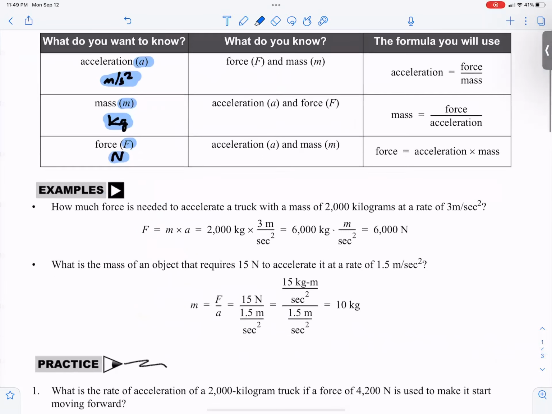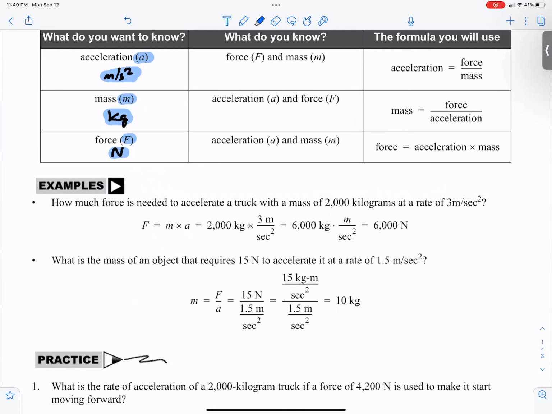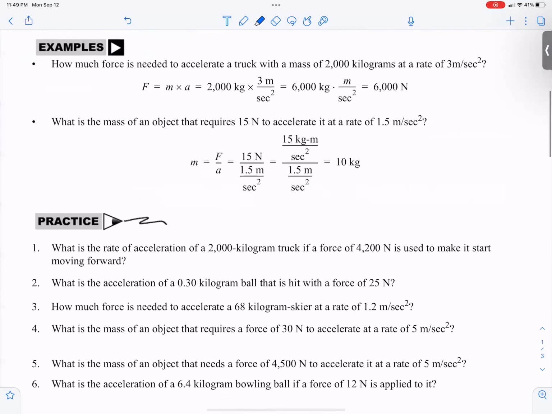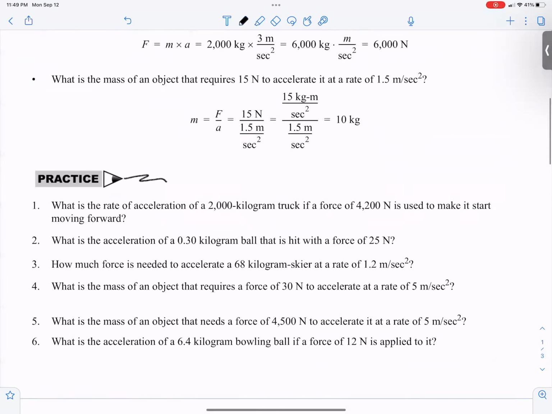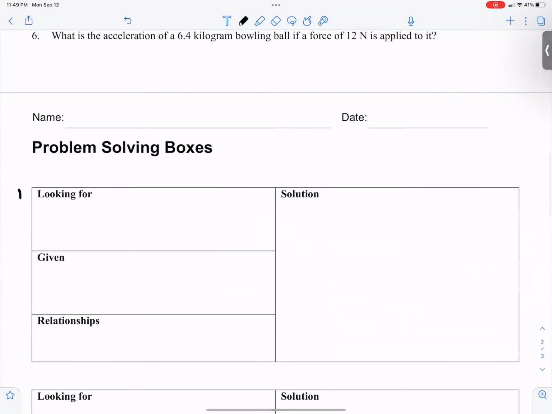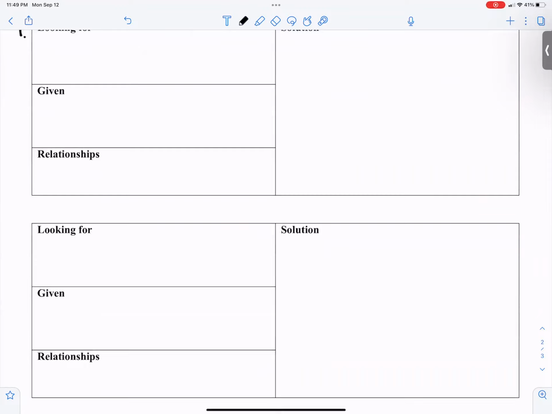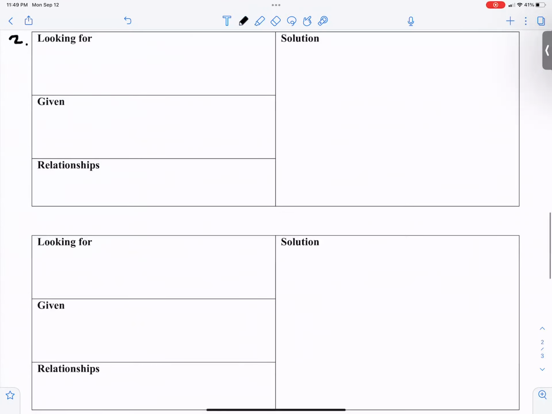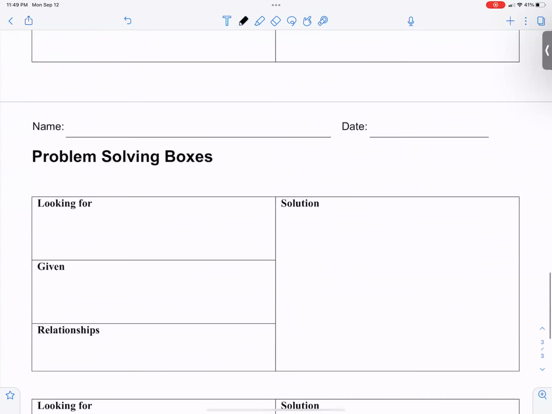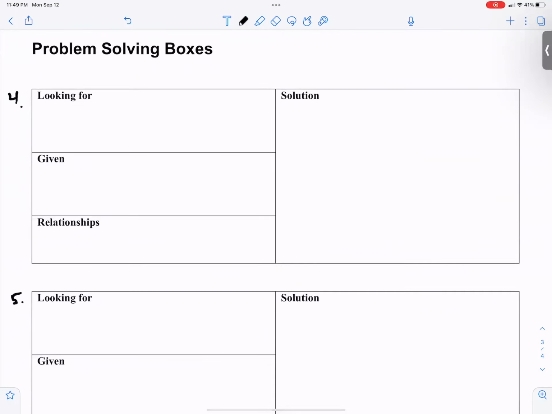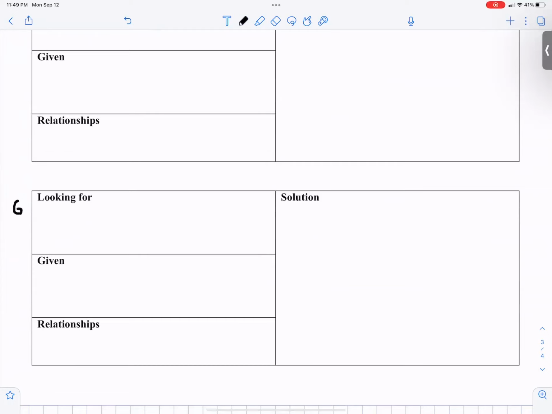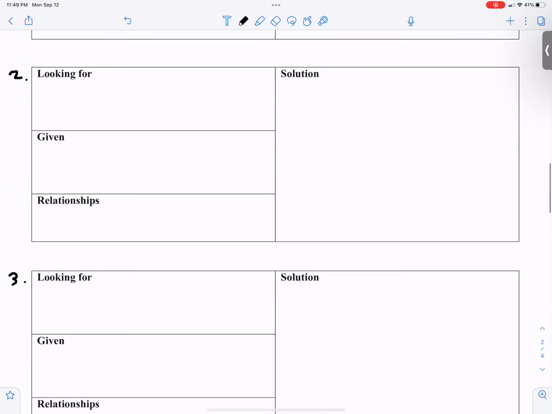Okay, I'll let you go ahead and look at the example there if you feel you need to, but let's go ahead and jump down to question number 1. Actually, before we begin, I want to take a moment to number off these problem solving boxes here. So there's 1, 2, and 3 on the first page, and then we have 4, 5, and 6 on the second page.